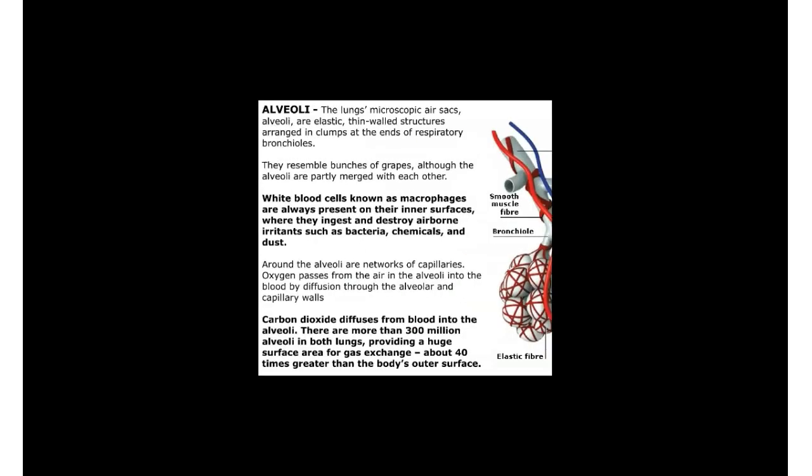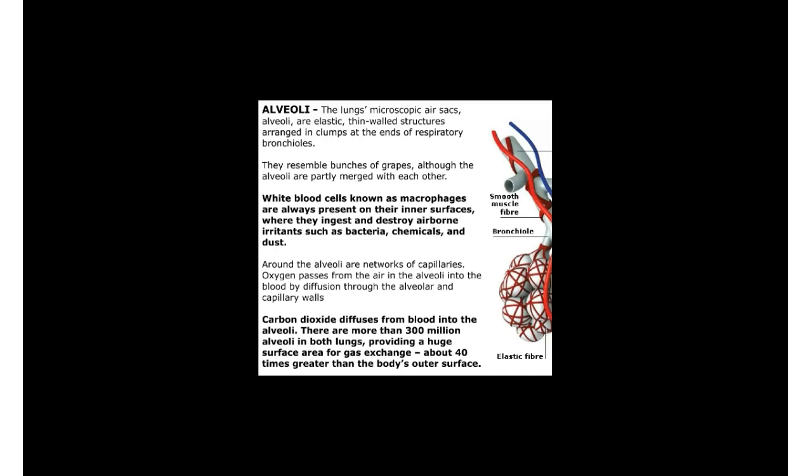This is your microscopic picture, ultra microscopic picture. I already told you that alveoli seem to be like a bunch of grapes, but covered with mesh networks. And here we have white blood cells, which are known as macrophages. They are always present on the inner surface, where they ingest or destroy airborne irritants such as bacteria, chemicals, dust. If we are taking air from the external environment, it contains these.